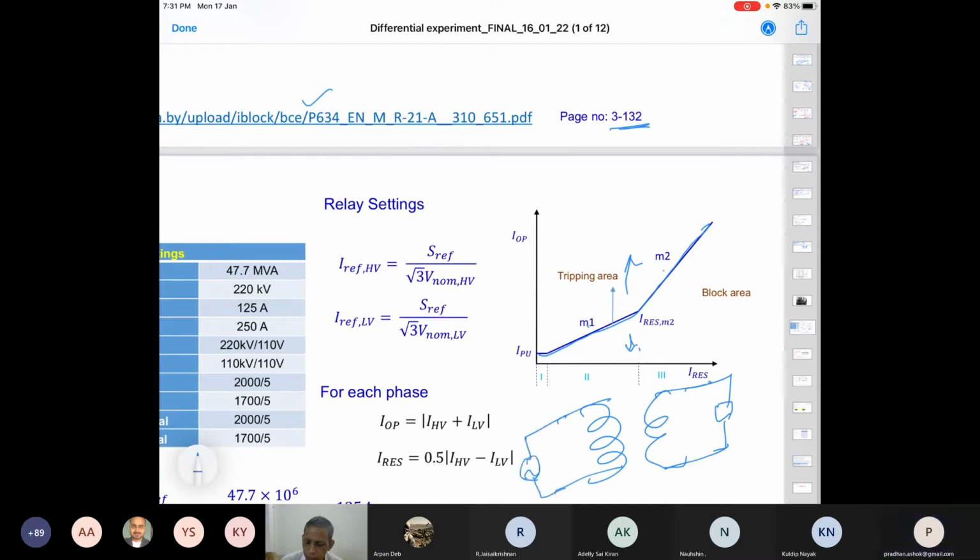This is the 220 volt side and this is the 110 volt side. We have a CT connection on this side and a CT connection on this side. For an internal fault, if we create the transformer fault, we have 86%, 50% taps there, so we can create a fault through that also.